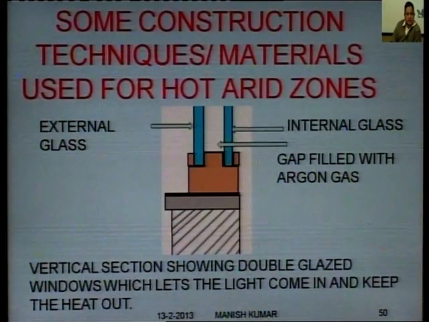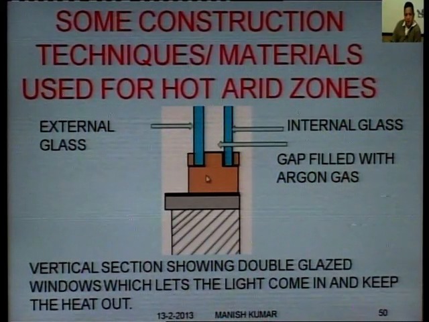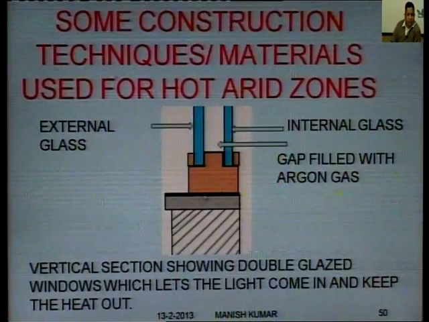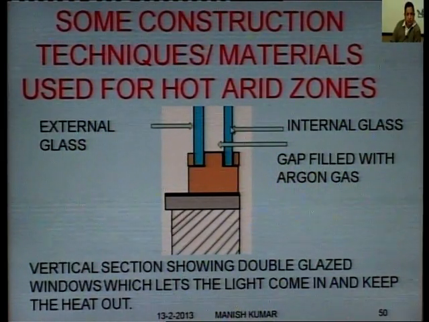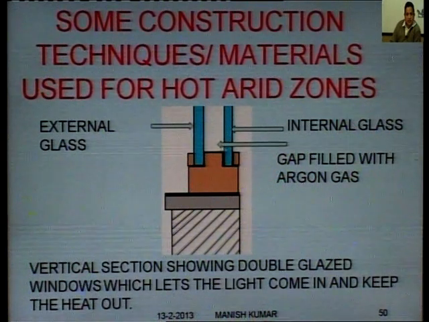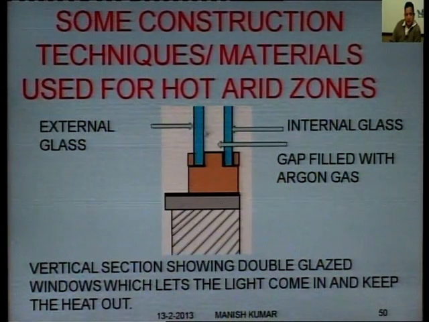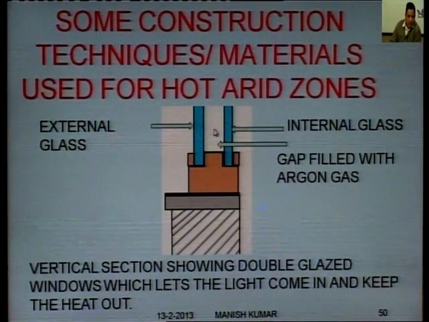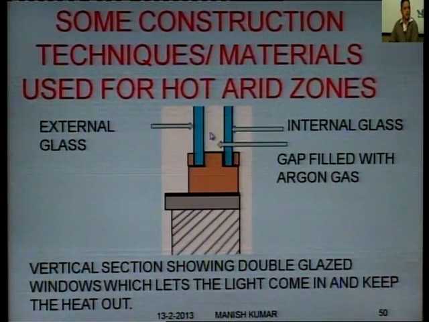This is also a vertical section showing double glazed windows, which let the light come in and keep the heat out. This is a very good example of a double glazed window. Here we can see this is the wall, this is the sill, this is the window frame. We can see two parts of glass. This is the external glass, this is the internal glass, this is a gap filled with argon gas. In this system, light will pass through this, but heat and solar radiations will be reduced inside the building because of this gap which is filled with argon gas.